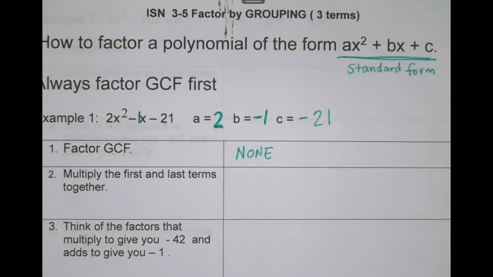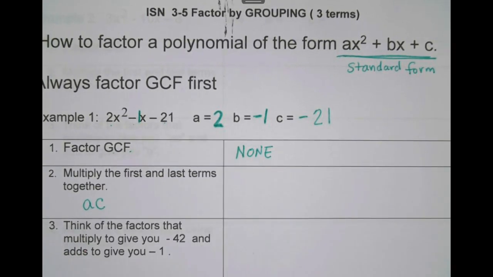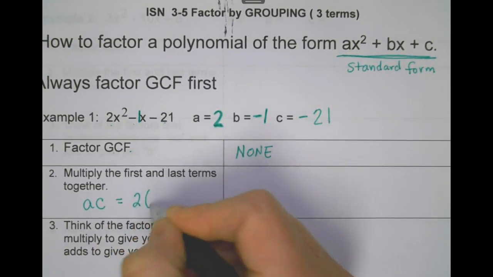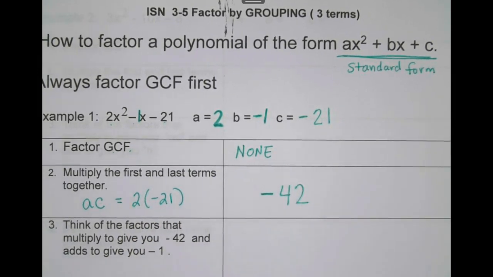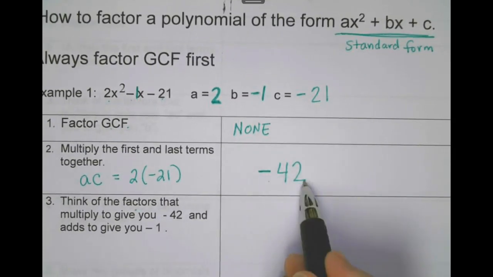So, this first couple of steps are going to seem kind of strange. But hopefully, when you get down to step number 4, you will see why we are doing steps 2 and 3. So, it says multiply the first and the last term together. We're going to multiply the A number times the C number. And that will be negative 42. So now we're going to think of the factors of negative 42. What do you multiply together to get negative 42?